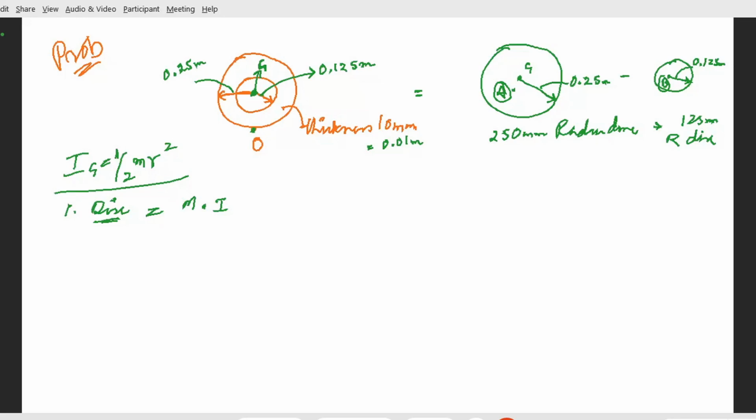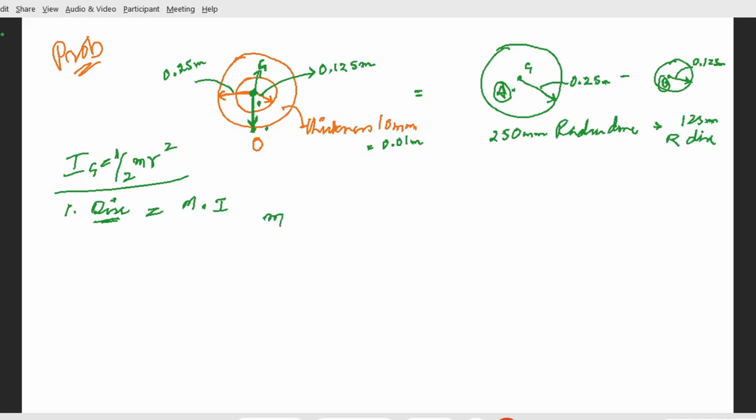Now here, the mass center of both disks from point O will be the same, 0.25, right? Because from this point to this point, the total radius is 0.25. That is true for both the disks, the internal hole and the external one. Your G will be the same, at the center of the external disk.